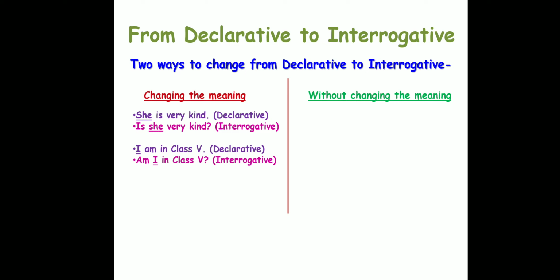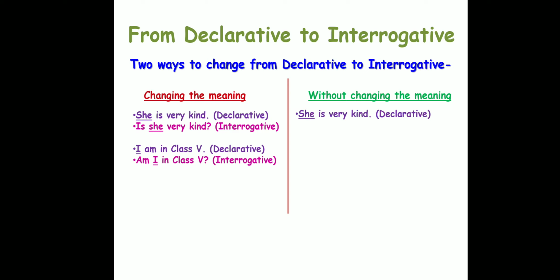Again, when I ask that question, am I in class 5? Doesn't this sound very weird? Why will you ask yourself that are you in class 5? You should be knowing that, right? So this is a bit weird. When we are doing I and you, we will take an exception. I will tell you what that exception is. Wait.